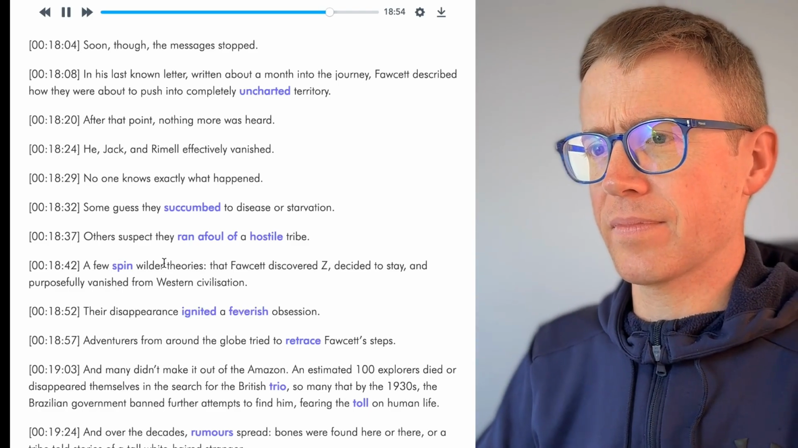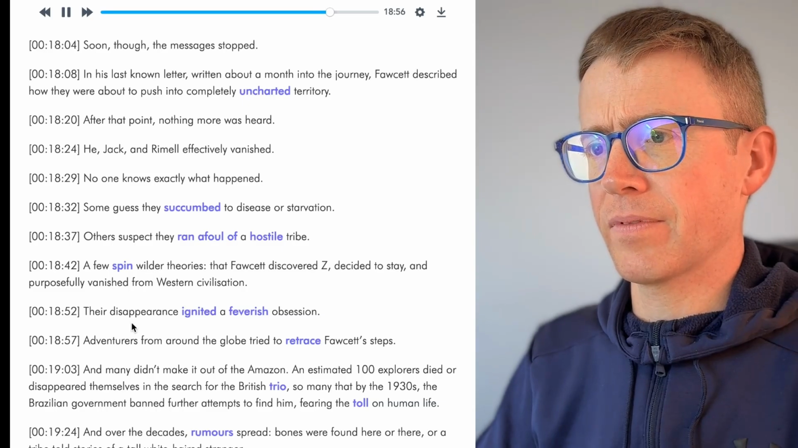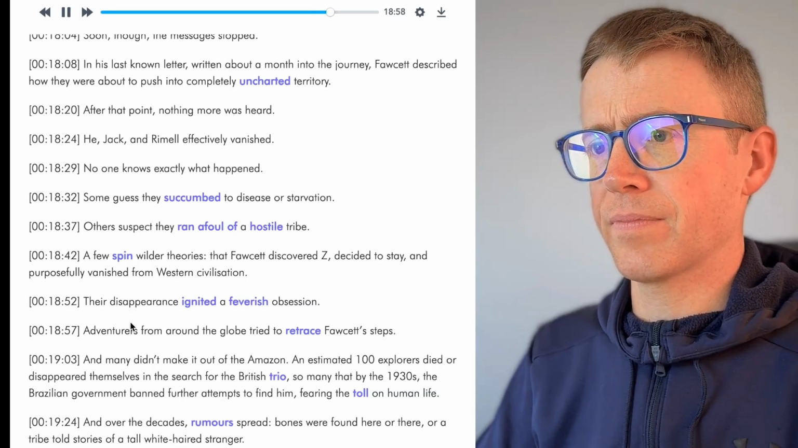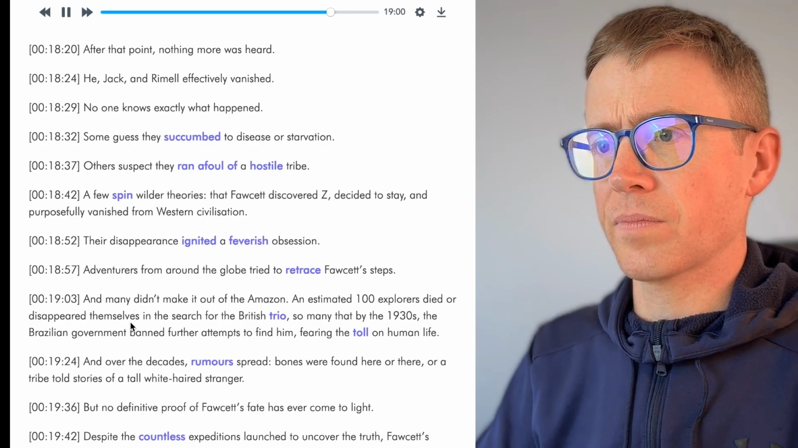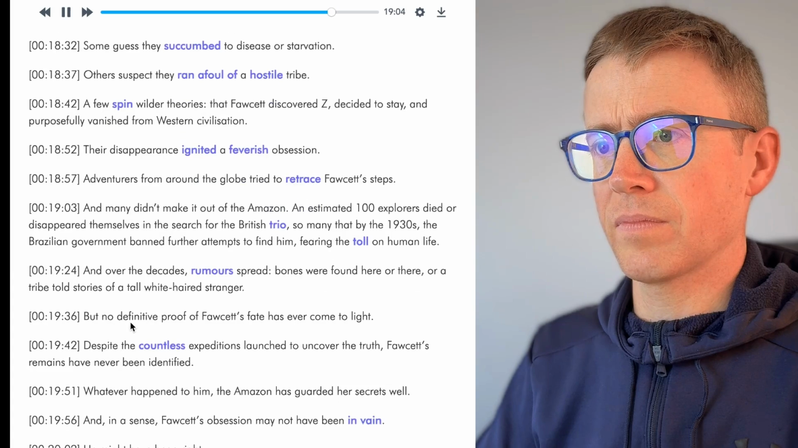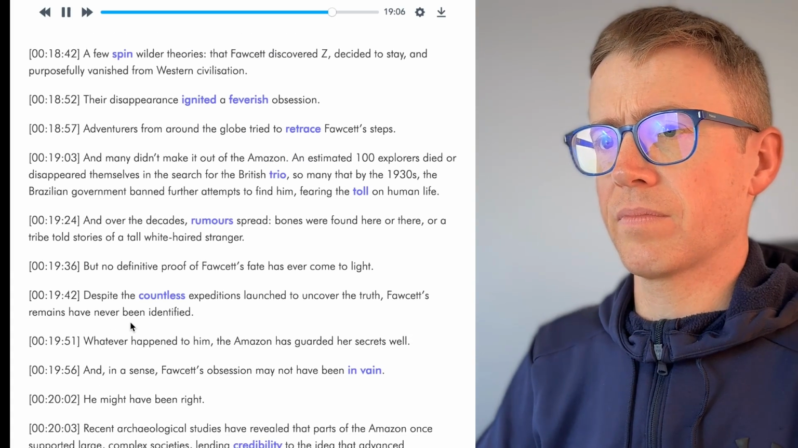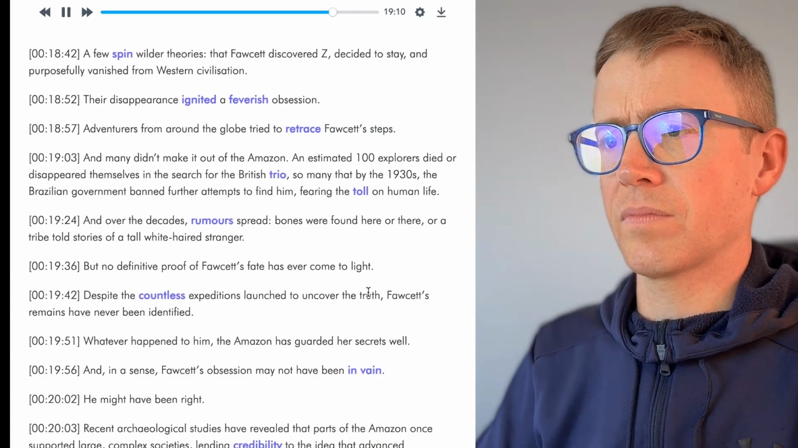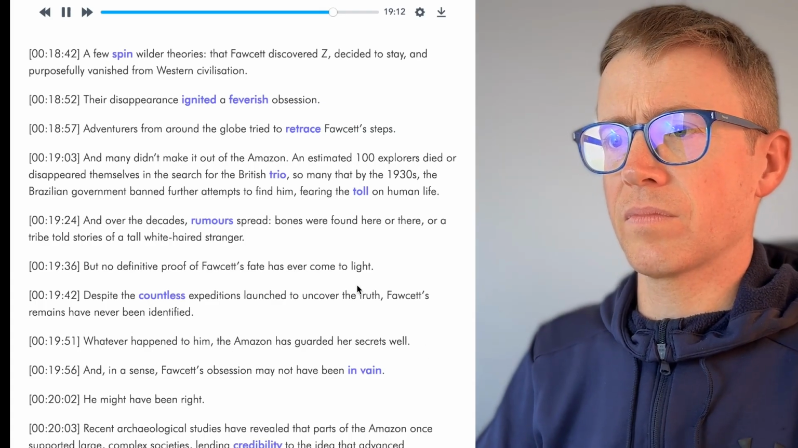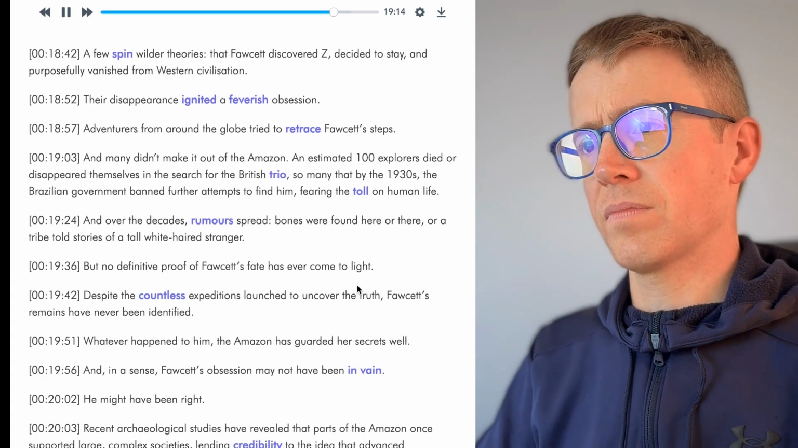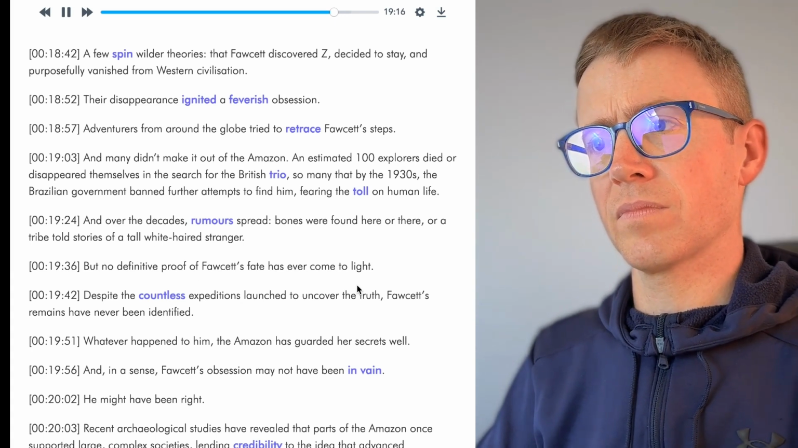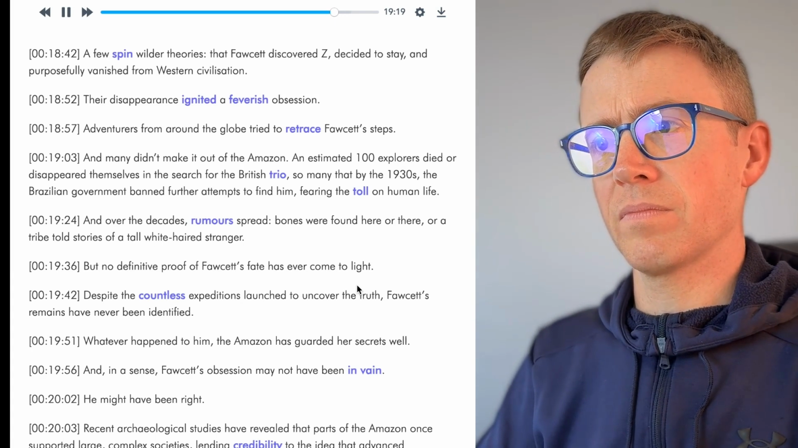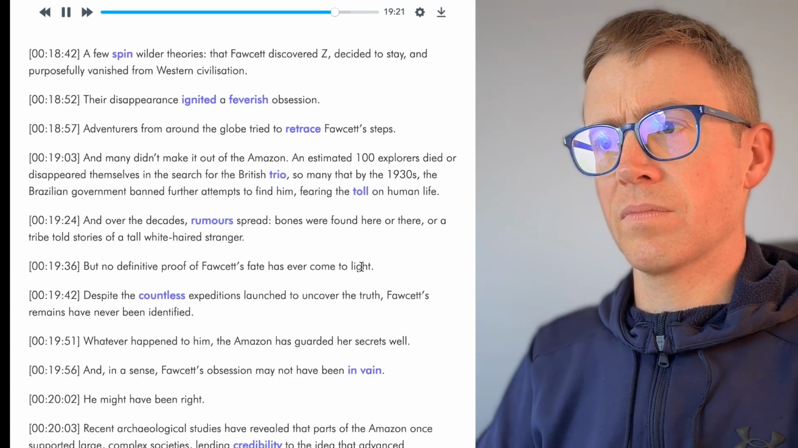Their disappearance ignited a feverish obsession. Adventurers from around the globe tried to retrace Fawcett's steps. And many didn't make it out of the Amazon. An estimated 100 explorers died or disappeared themselves in the search for the British trio. So many that by the 1930s, the Brazilian government banned further attempts to find him, fearing the toll on human life.